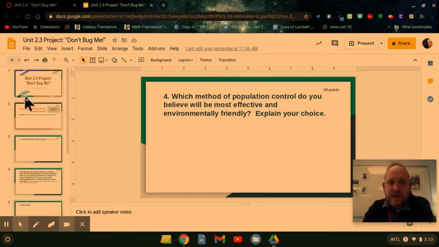This guy is going to be worth 40 points, if you had figured it out from the points at the tops of the pages. So 40 points total will be your total score.